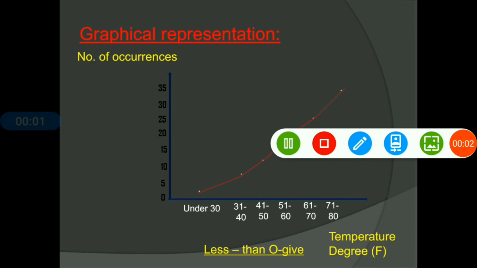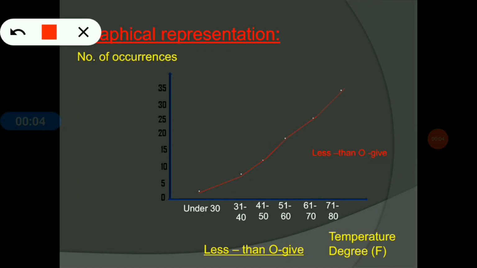Here is the graphical representation of the less than ogive curves, and we have already calculated the less than cumulative frequency and more than cumulative frequency. So less than cumulative frequencies are plotted in the graph, and the locus of all points is called the less than ogive curve. Now go to the next slide where we can see the more than ogive curves.